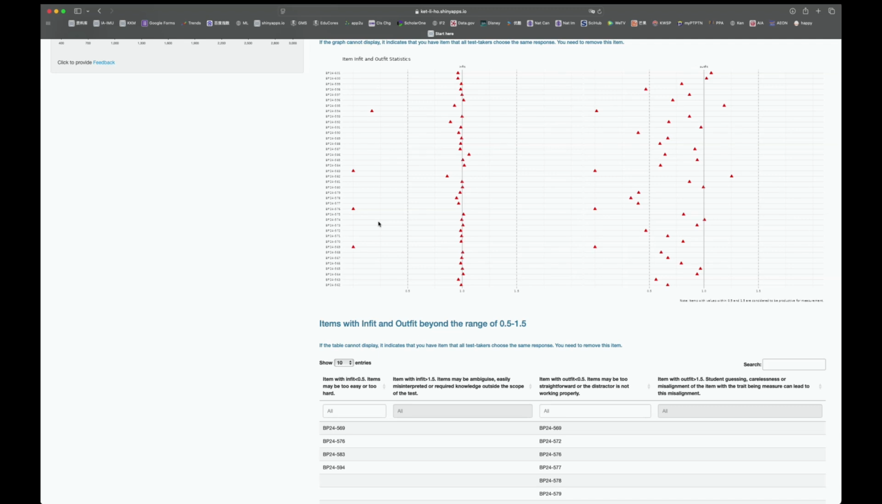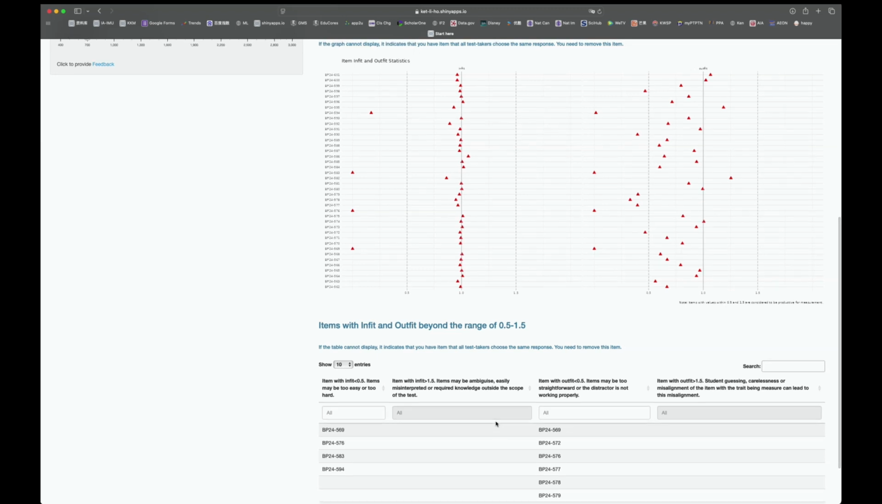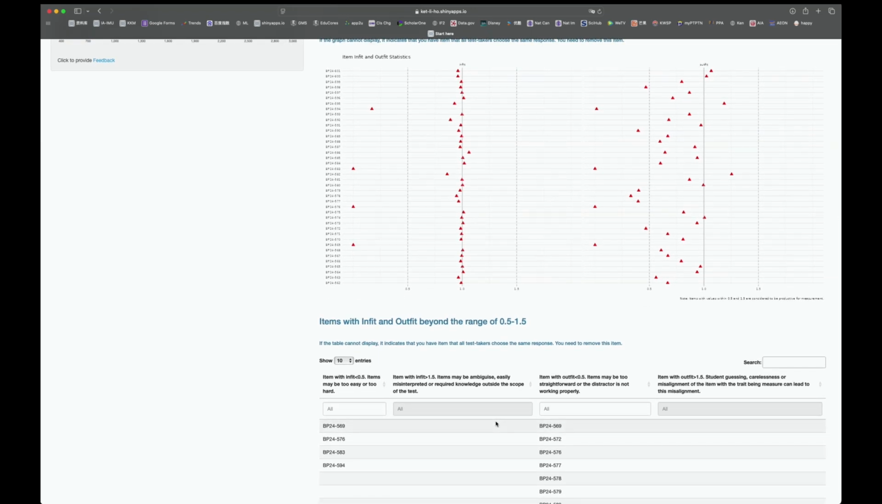These item IDs are grouped together down here. As we examine the item IDs grouped together in our data, we note that there aren't any items with high infit values. If we did find such items, it would imply that student responses are too unpredictable or erratic. This unpredictability may arise from items that are ambiguous, easily misinterpreted, or demand knowledge that falls outside the scope of the test. Consequently, this could lead students to guess randomly, which contributes to the unpredictability of their responses.